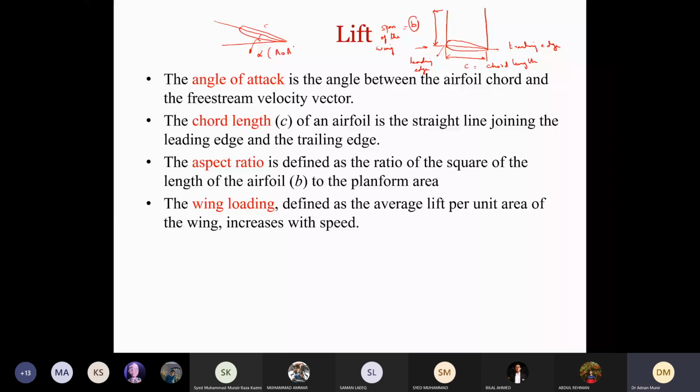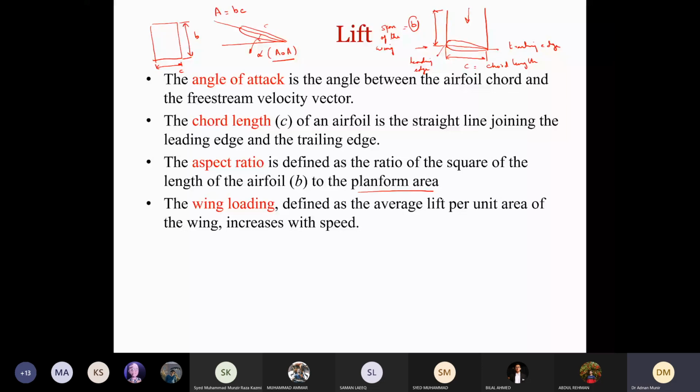Now we can calculate the area of the wing, which is called planform area. That is the area that we see when we look at the wing from the top. We will only see a rectangle like this, which has length equal to span B and width equal to chord length C. So the planform area is given as BC.